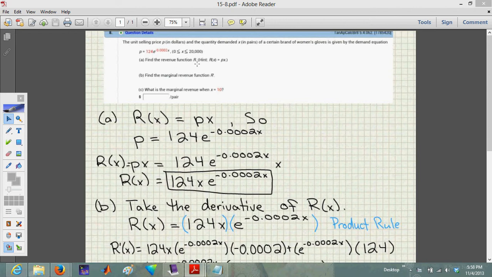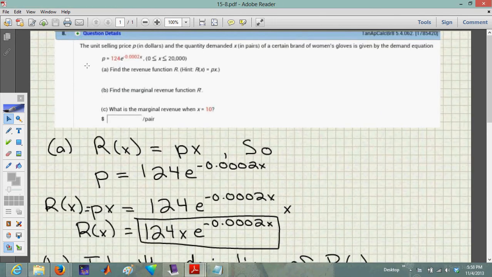Part A, they're saying to find the revenue function R, and R of x is just p times x. Well, they're giving us p. P is this 124 times e to the negative 0.0002x. So they're just saying to multiply that times x to get the revenue function.